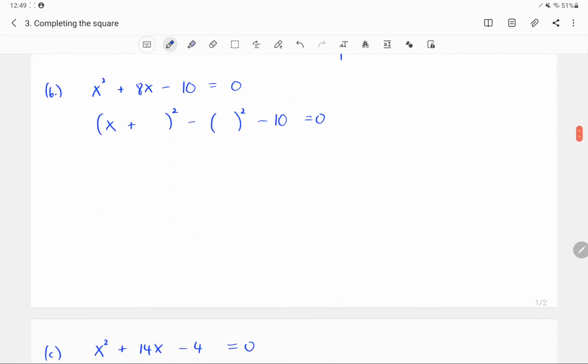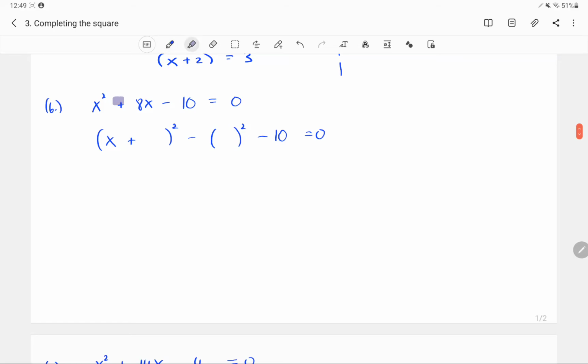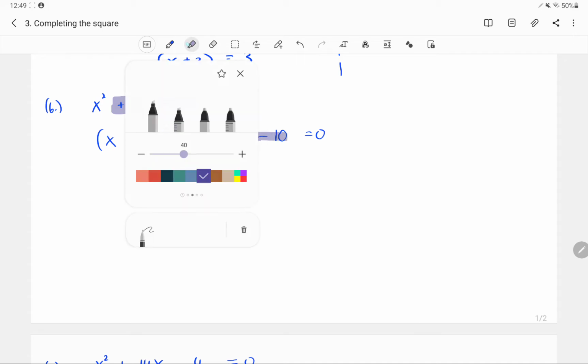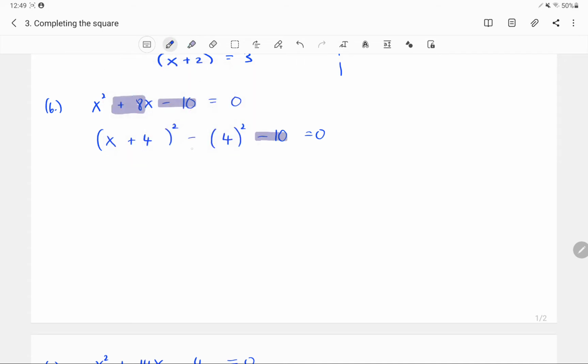So the next question, take your coefficient of x and half it. So it's going to be x plus 4 squared, but then we'll have to subtract that 4 squared again. And then just copy down your minus 10 here and here. Tidy up these two numbers. So your bracket is still x plus 4 squared. We're subtracting 4 squared, so we're subtracting 16, and then we're taking away another 10. So we have x plus 4 squared minus 26 equals 0.